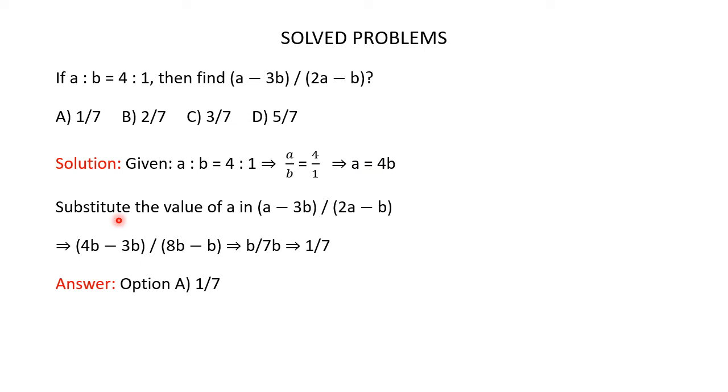Now substitute the value of A in A minus 3B by 2A minus B. So now we get 4B minus 3B by 8B minus B. 4B minus 3B is B and 8B minus B is 7B. So now you have B by 7B. B and B will get cancelled and you are left with 1 by 7. So the value of A minus 3B by 2A minus B is 1 by 7. So the correct answer is option A, 1 by 7.